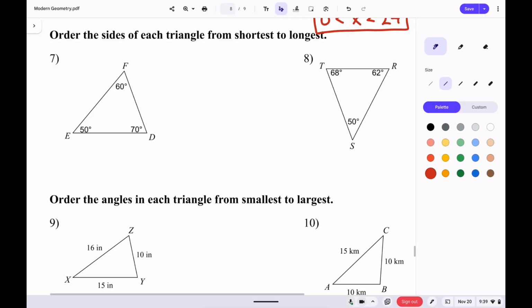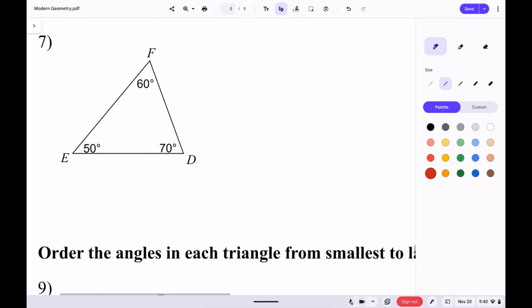When you look at these angles, however much the angles are is going to play in directly to how long the sides would be. So they want me to order the sides of this triangle from shortest to longest. So what I would do is, looking at this triangle, where's the smallest angle? 50. E is at 50, right? So to write the smallest side, you need to go to the side directly across from the 50. How would you name that side with letters?